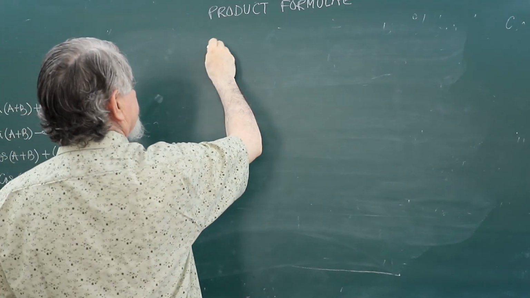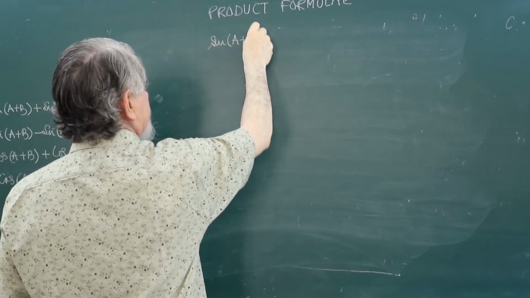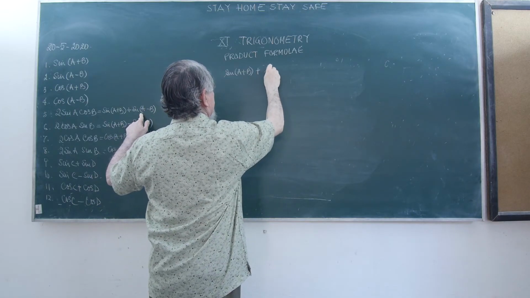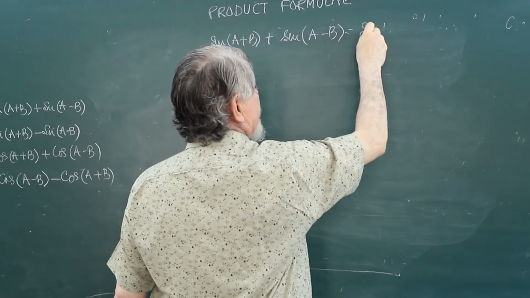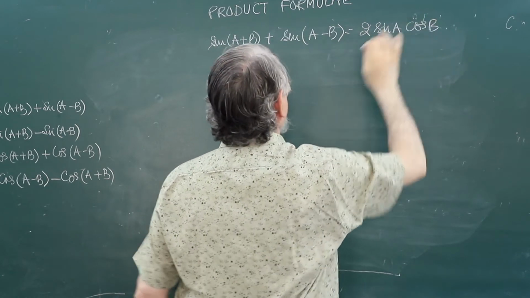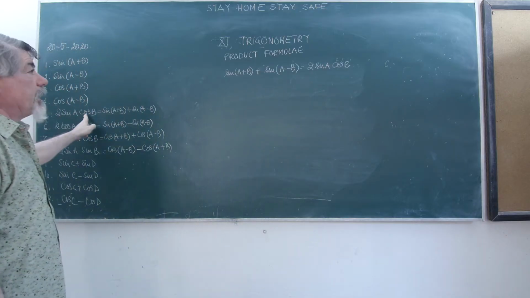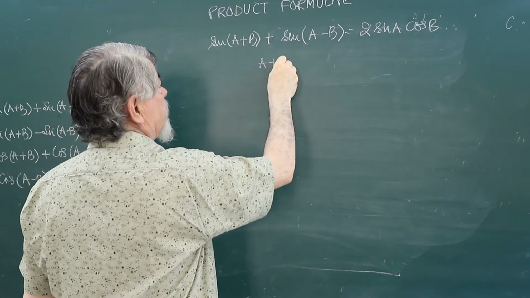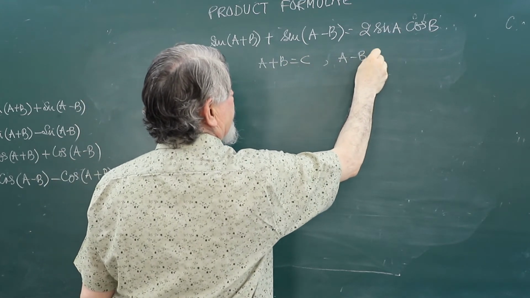Like I have sin A plus B, plus, if I added, sin A minus B, what did I get? I got 2 sin A cos B. When I added sin A plus B and sin A minus B, I got 2 sin A cos B. Now in place of A plus B, I will write C, and in place of A minus B, I will write D.